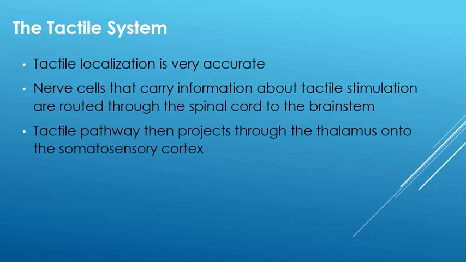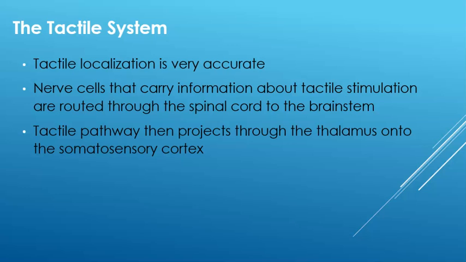So with the tactile system, we're able to localize where the stimulus is occurring very accurately, and that's due to the large number of tactile receptors throughout your body. The nerve cells that carry the information about the tactile stimulation are routed through the spinal cord to the brain stem. The tactile pathways can then project through the thalamus onto the somatosensory cortex.